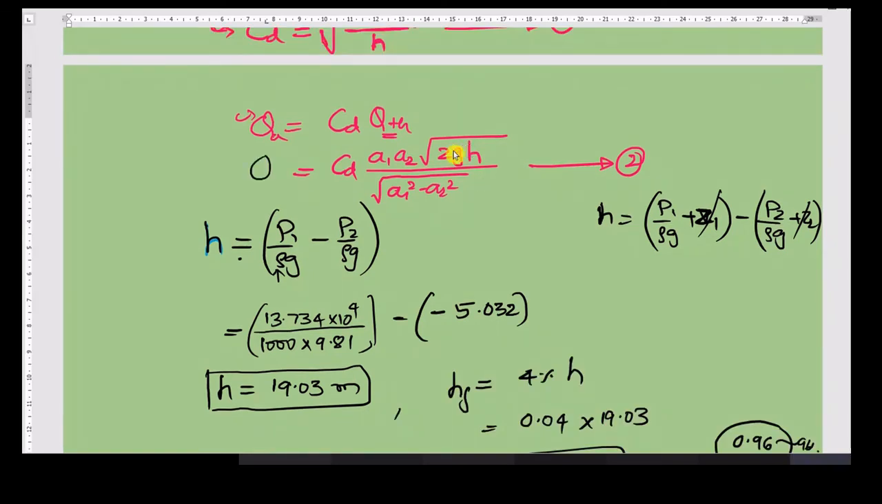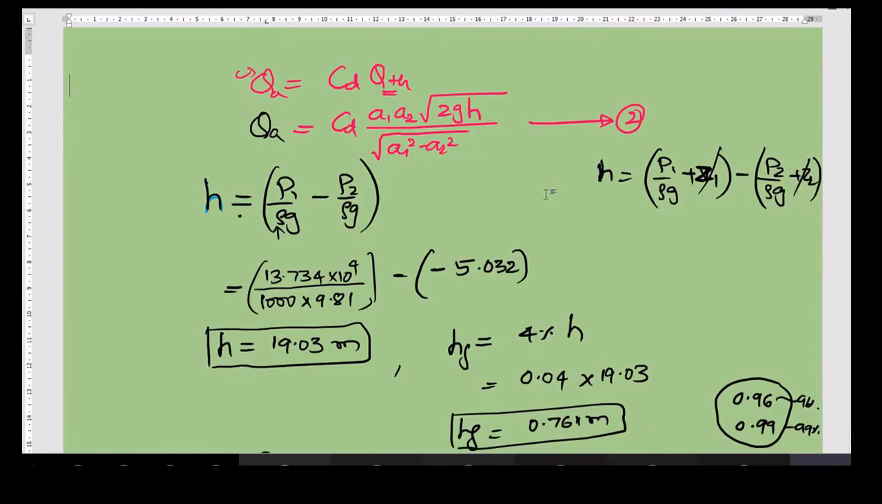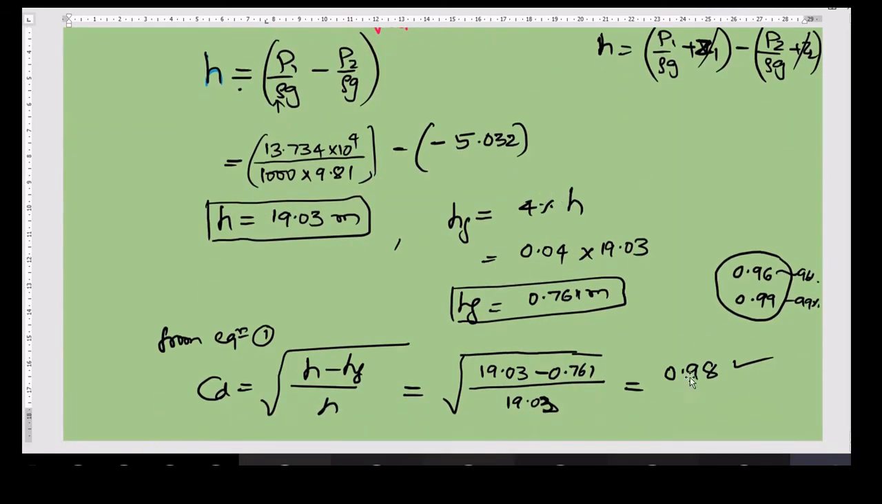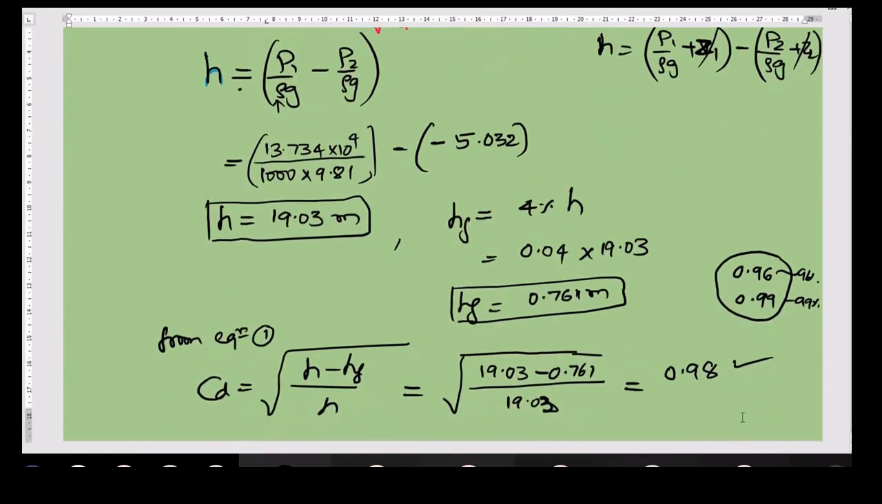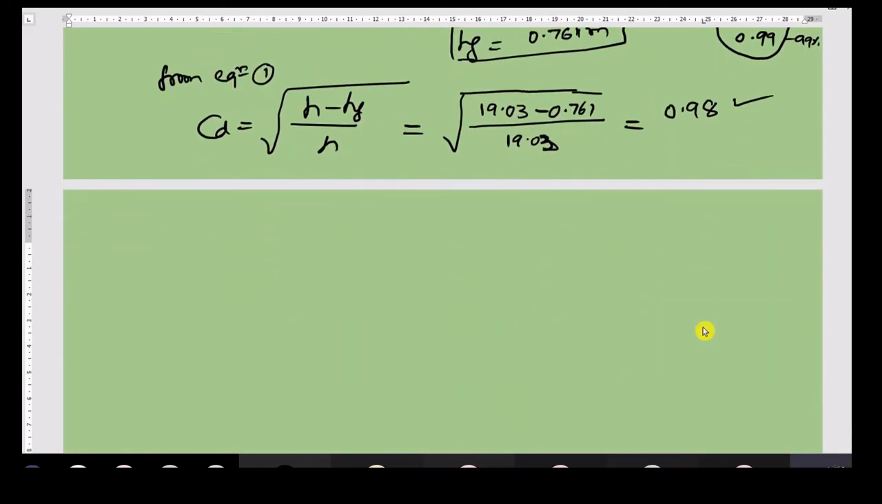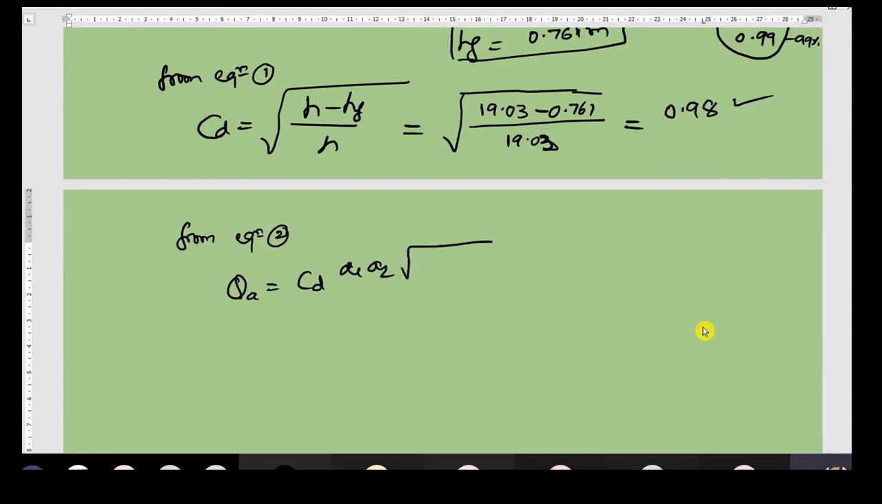In equation number 2, the actual discharge is given by the equation. Now I will write from equation number 2. I will take a new page here. From equation 2, what is equation 2? That is, actual discharge is equal to CD A1 A2 square root of 2GH divided by square root of A1 square minus A2 square. Because I cannot see the formula on the first page, I have written it once again.